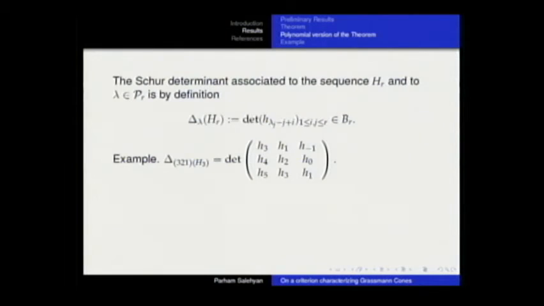And this is a well-known result here, that BR is generated over Q by the Schur determinants associated to this sequence. That is, if we denote this determinant by delta R HR for any partition, we have this direct sum for BR.